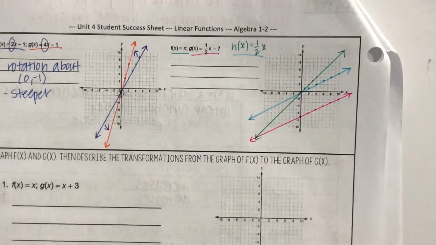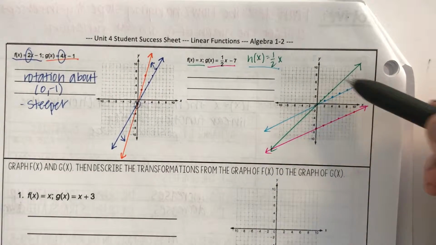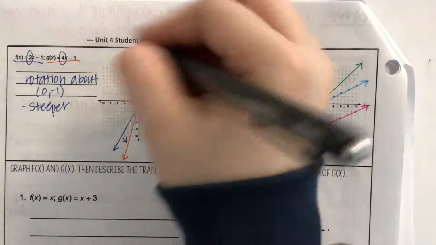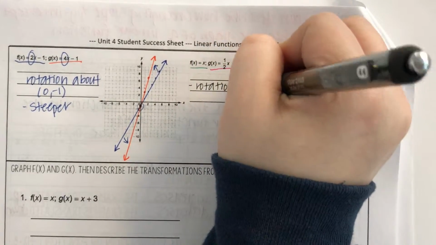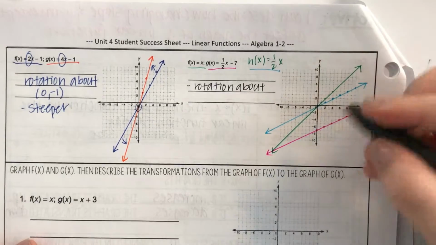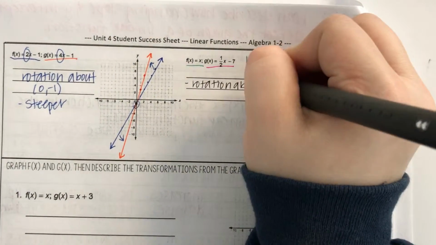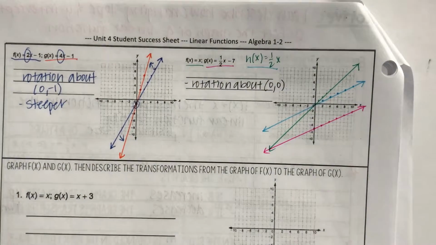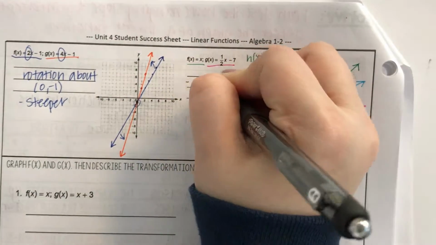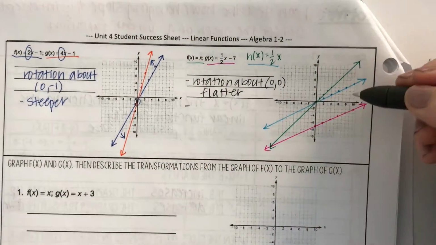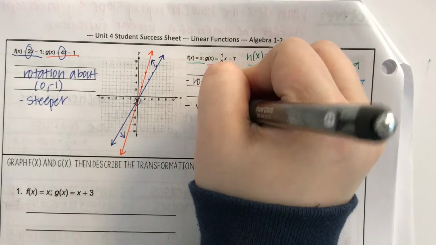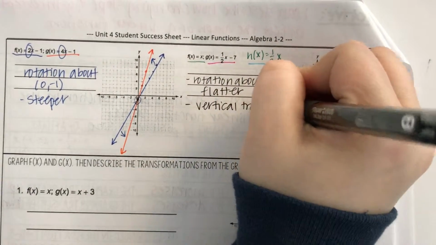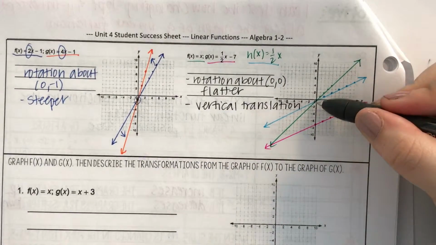So let's figure out what happened here. How did I get from the green to the blue? Well, I rotated it. So number 1 was a rotation about what point? About 0, 0. That's where they intersect. That's where my rotation happened. Rotation about 0, 0. Okay, making the line flatter. Okay. So we made it flatter. And then the second thing that happened, how did I get from the blue to the pink? Well, that's a vertical translation. Vertical translation, I went down 7.